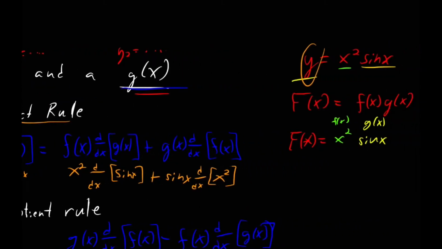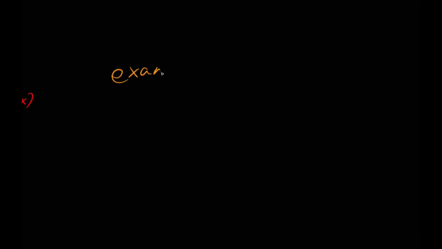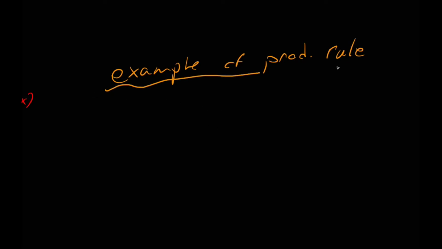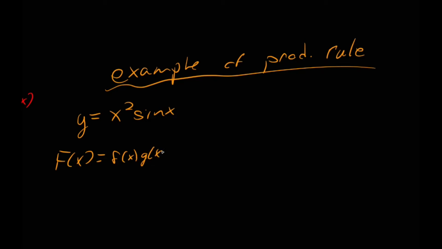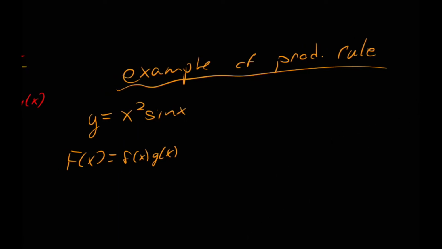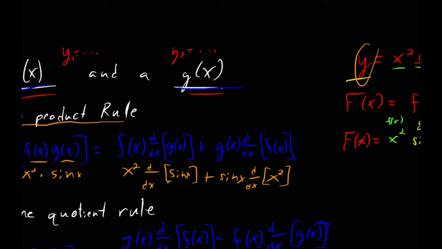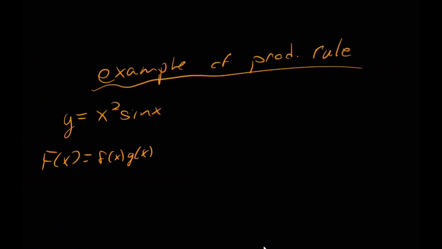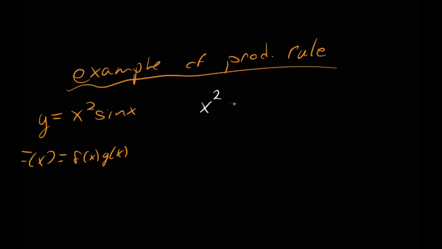So if we come over here, we're going to use an example of the product rule. Okay? Example of the product rule. If we remember, our original function y equals x squared sine of x, and that is the same thing as capital F of x equals f of x g of x, I'm sorry. Essentially all we have to do is copy and paste everything that we put over here. So we have x squared d dx of sine x plus sine of x d dx of x squared.